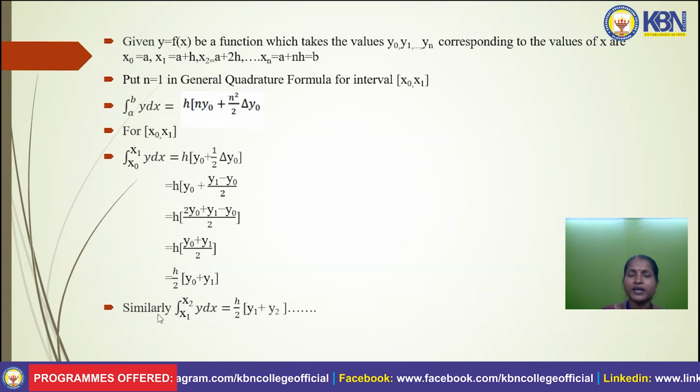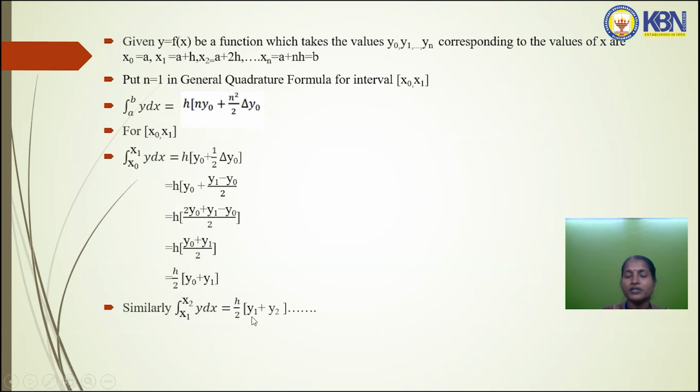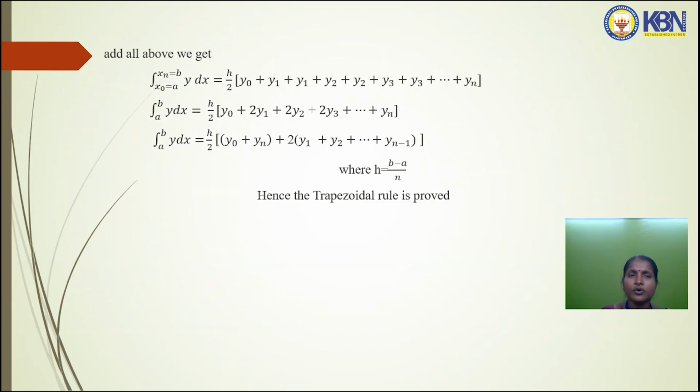Similarly, applying the integral of x1 to x2 of y dx, we get h by 2 into y1 plus y2. Because for x0 to x1 we got y0 plus y1, in a similar manner for x1 to x2 we obviously get y1 plus y2, and so on. Now we can add all the above integrals. The integral of a to b y dx is equal to h by 2 into y0 plus y1, plus y1 plus y2, and so on.